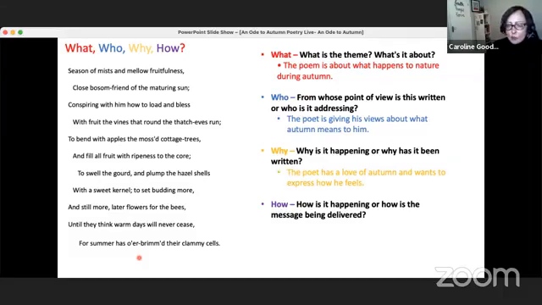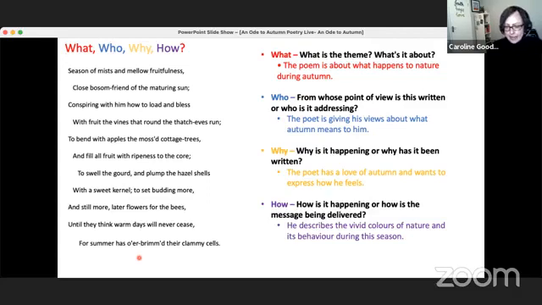Why is it happening, or why has it been written? Our view is the poet has a love of autumn and wants to express how he feels. If you think about it, in this stanza in particular, he's talking about very positive things, nice things that we enjoy observing, or other parts of our senses, maybe smelling or tasting the sweet fruit, whatever it is, and he wants to express how he feels. So that's our view.